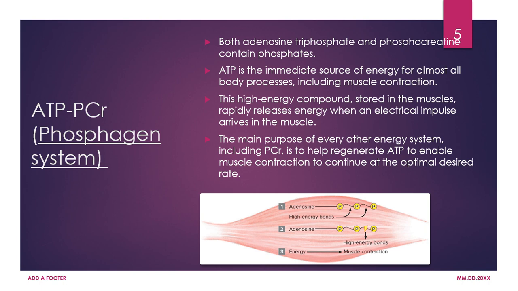The ATP PCR system is also known as the phosphagen system because both adenosine triphosphate and phosphocreatine contain phosphates. ATP is the immediate source of energy for almost all body processes, including muscle contraction. This high energy compound stored in the muscles rapidly releases energy when an electrical impulse arrives in the muscle. ATP must be present for the muscles to contract. The body has a limited supply of ATP and must replace it rapidly if muscular work is to continue. The main purpose of every other energy system, including PCR, is to help regenerate ATP to enable muscle contraction to continue at the optimal desired rate.